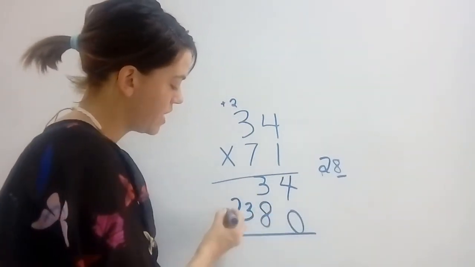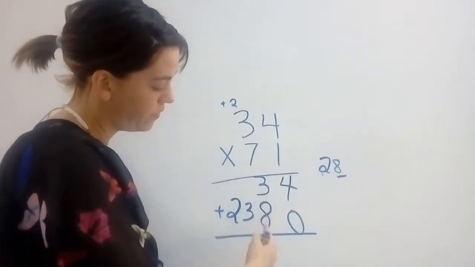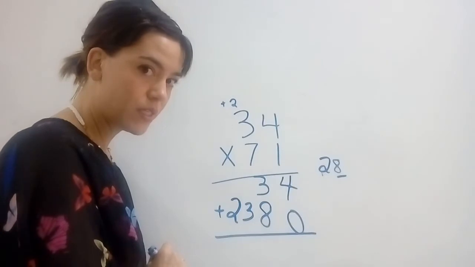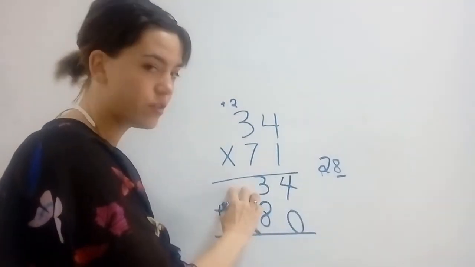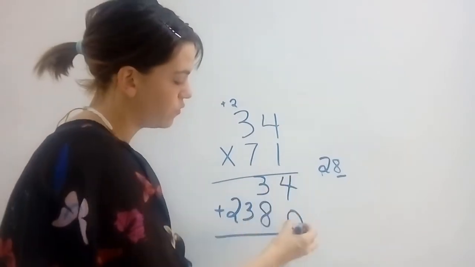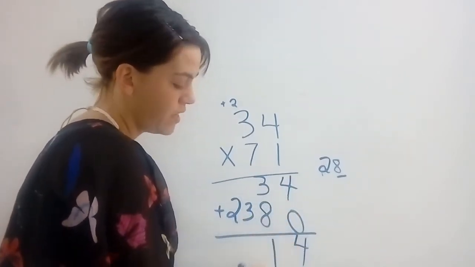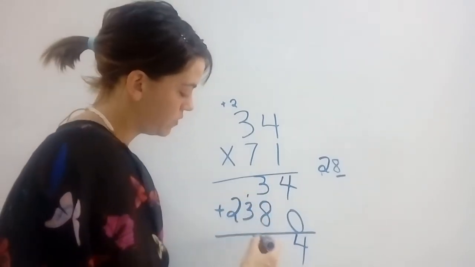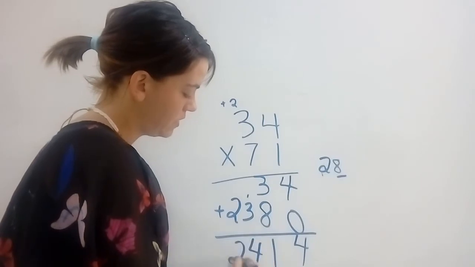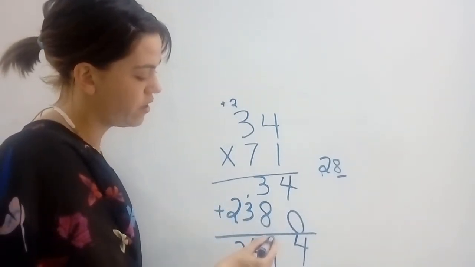23. Now I add these two numbers. Notice how I carefully line up my numbers, keeping the ones together, the tens together, and if there's hundreds or thousands together. So 4 plus 0, 4. 3 plus 8 is 11. Keep the 1, carry the other one. 1 plus 3 is 4, and there's nothing to add here. So the answer is 2,414.